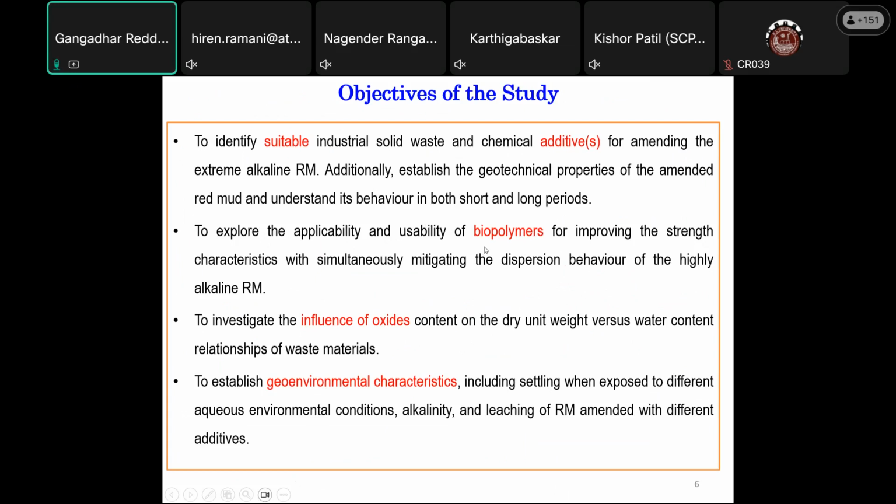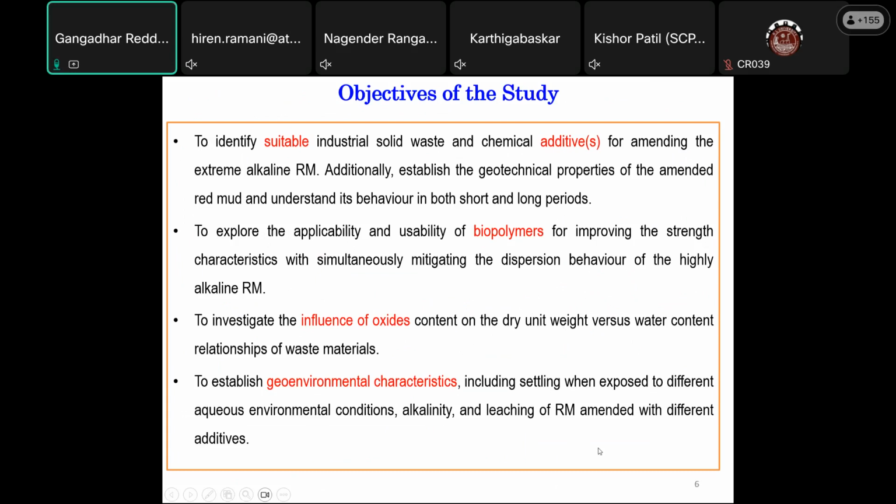So I have done a study on how we can remediate biopolymer dispersion characteristics using biopolymers. Ultimately, once I had done the stabilization studies and utilization, I established some geo-environmental characteristics to see whether these materials are suitable for any kind of applications or not. At the end, I think you'll love to see some of the slides.